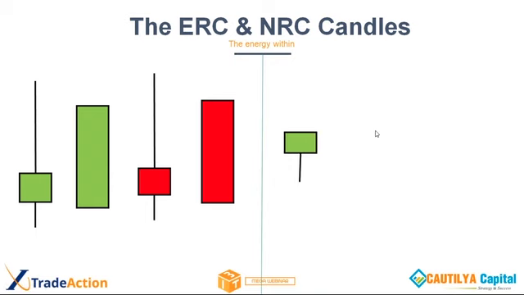Similarly, there is something called narrow range candles. So what kind of a candle is this? It's a base candle. What kind of a candle is this? It's a momentum candle. What kind of a candle is this? It's a momentum candle. What kind of a candle is this? It's a base candle. Now, can you guys make out the difference between the left candle and the right candle?